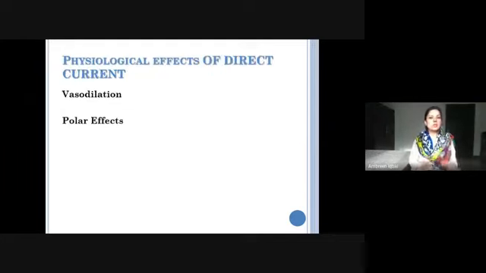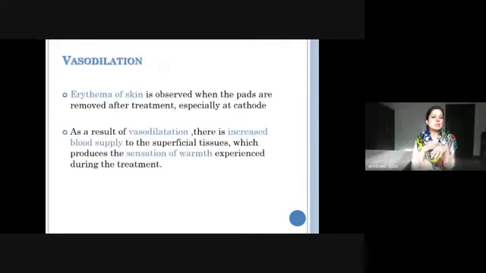There are two basic physiological effects when you are going to apply any direct current onto your skin. So they need to be discussed because they are very important, because we are going to utilize this current. These physiological effects are vasodilation. The other one is polar effect. Vasodilation is going to appear when you apply this current on the skin. The skin is going to show a response in the form of vasodilation or redness of the skin. So erythema of the skin is observed when the pads are removed from the treatment, especially at the level of the cathode, at the point where the cathode is applied.